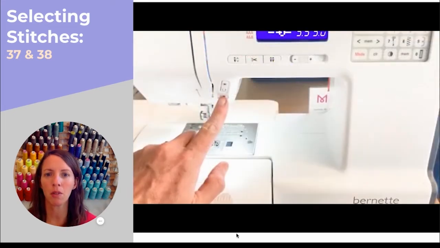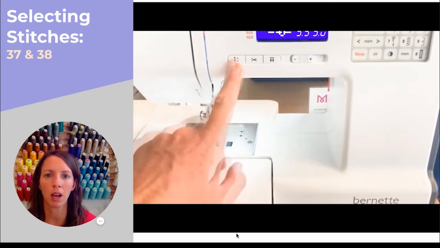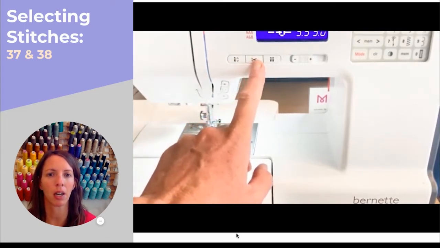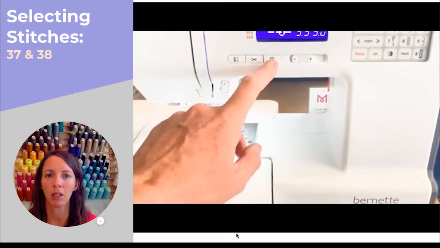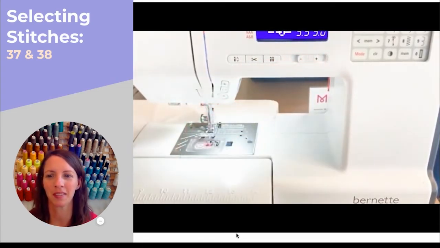On the front of your machine, you've got your start-stop button, reverse, securing button, needle up down, thread cutter, and your double needle. And then you've also got your slider for your speed control.